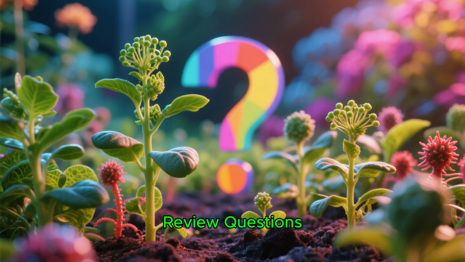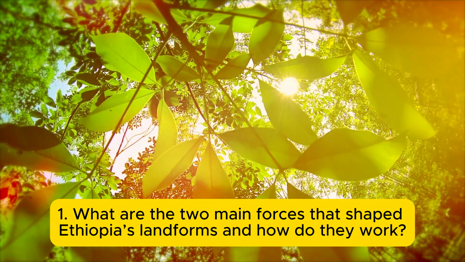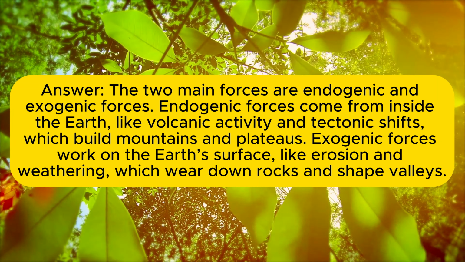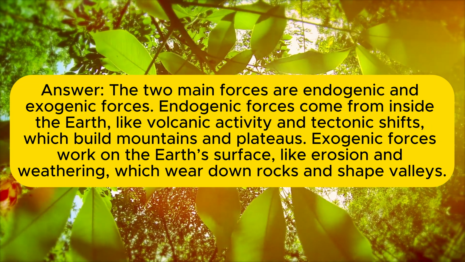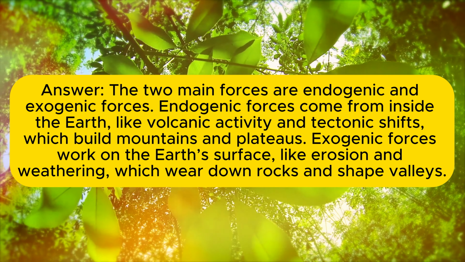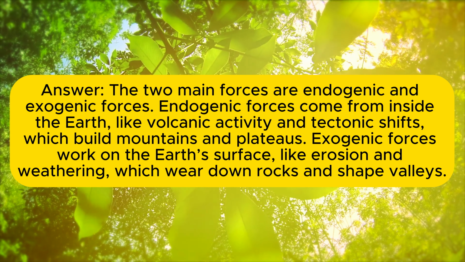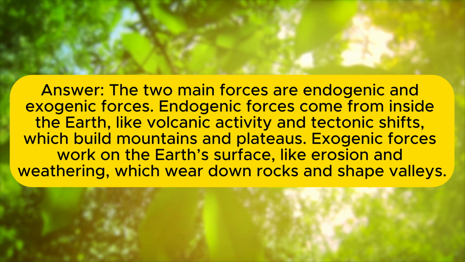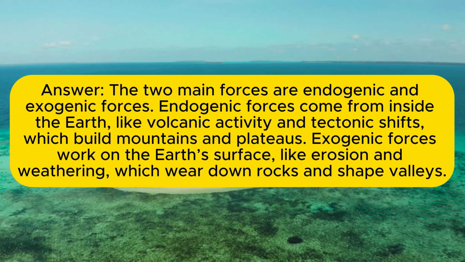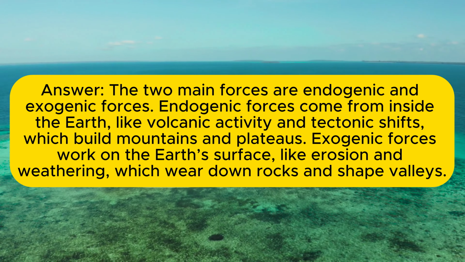Review questions. 1. What are the two main forces that shaped Ethiopia's landforms, and how do they work? Answer. The two main forces are endogenic and exogenic forces. Endogenic forces come from inside the Earth, like volcanic activity and tectonic shifts, which build mountains and plateaus. Exogenic forces work on the Earth's surface, like erosion and weathering, which wear down rocks and shape valleys.